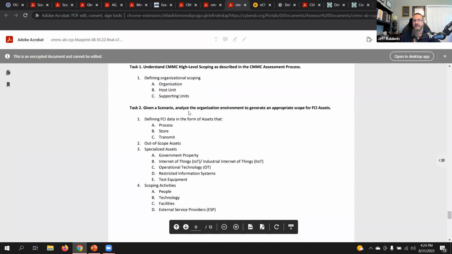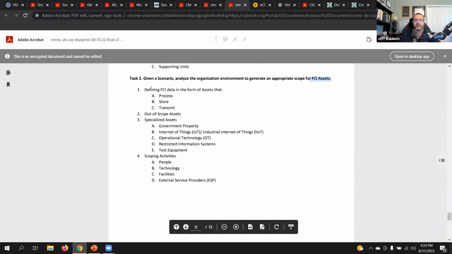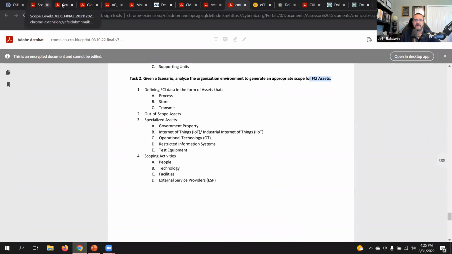So task 2, given a scenario, analyze the organizational environment to generate an appropriate scope for FCI assets. Because when we're doing CCP, we're focusing on level 1. So when we're doing that, we have the level 1 guide, which is right here. So I close level 1.